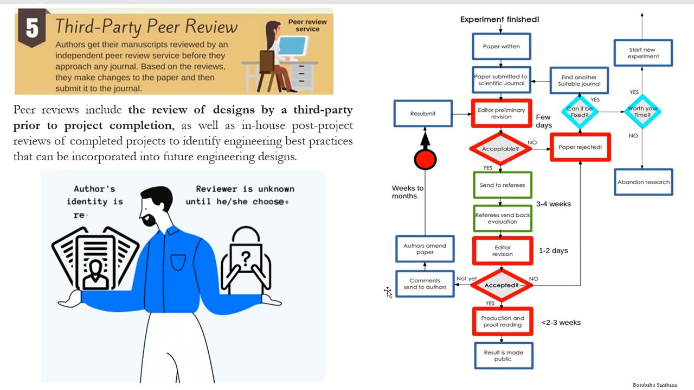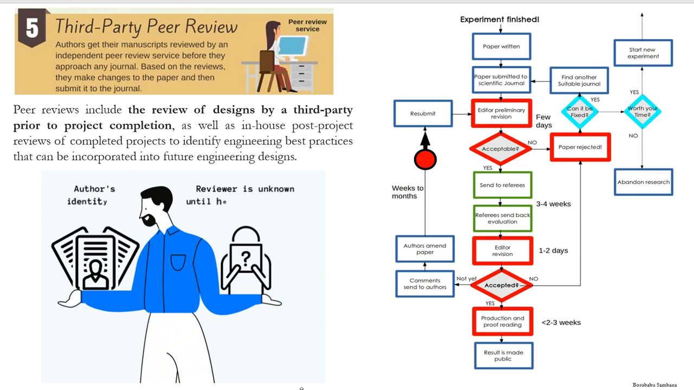And what is third party peer review? This diagram represents that the author's identity is revealed, and the reviewer is unknown until he or she chooses to reveal their identity.